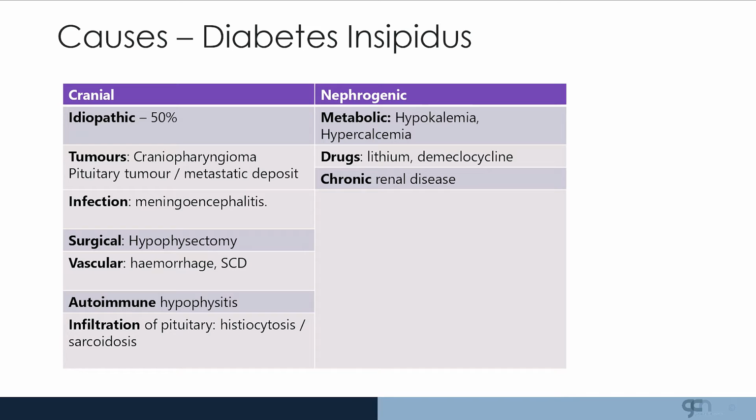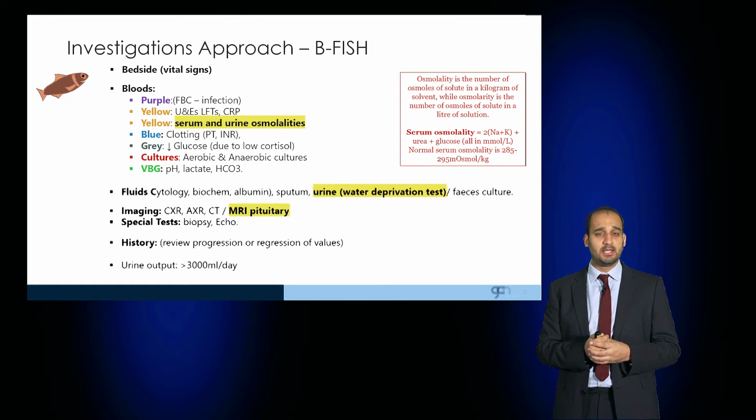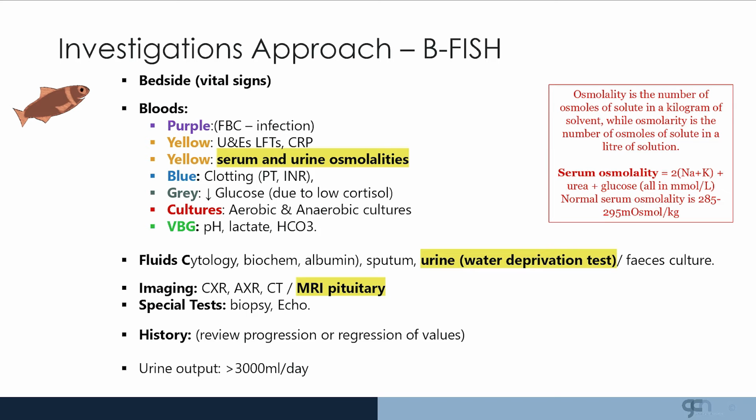Nephrogenic diabetes insipidus can occur when the kidney does not respond due to severe electrolyte derangements, or where drugs such as lithium or demeclocycline can affect the action of ADH. In order to investigate these patients, serum and urine osmolalities and sodium levels, as well as the water deprivation test and an MRI of the pituitary are performed.